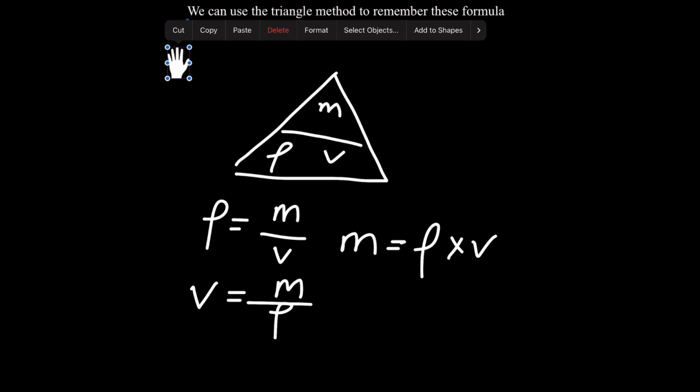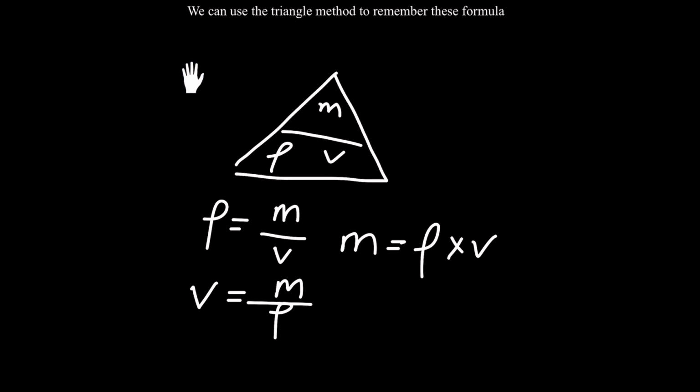If I was looking for density and I cover density, then the formula for density will be mass over volume. If I cover mass, the formula to find mass would be density multiplied by volume. And if I cover volume, the formula to find volume will be mass over density.